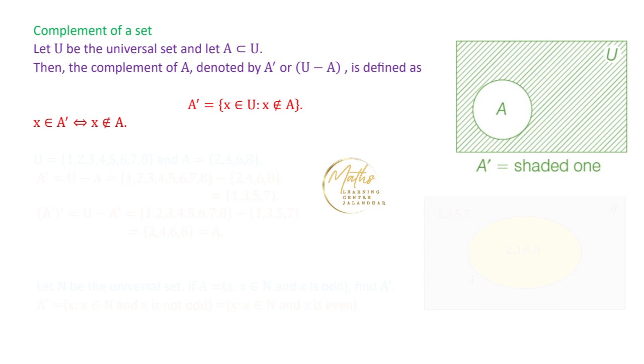So we look at an example over here. Suppose the universal set is 1, 2, 3, 4, 5, 6, 7, 8. And the set A has elements 2, 4, 6, 8.